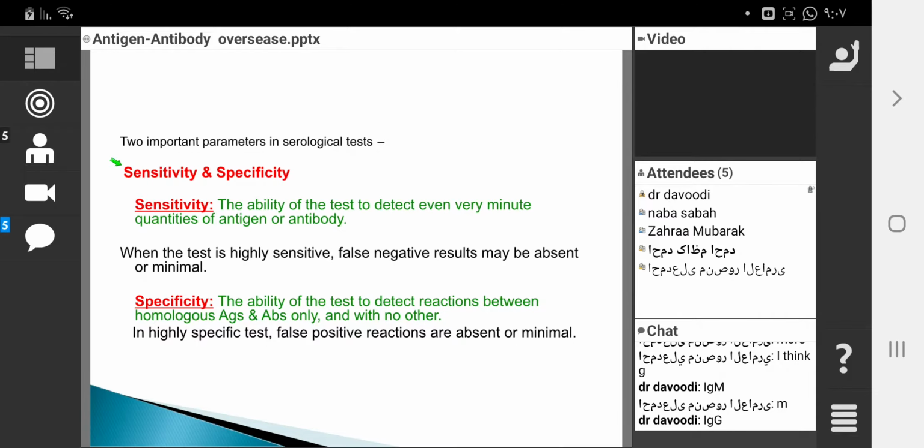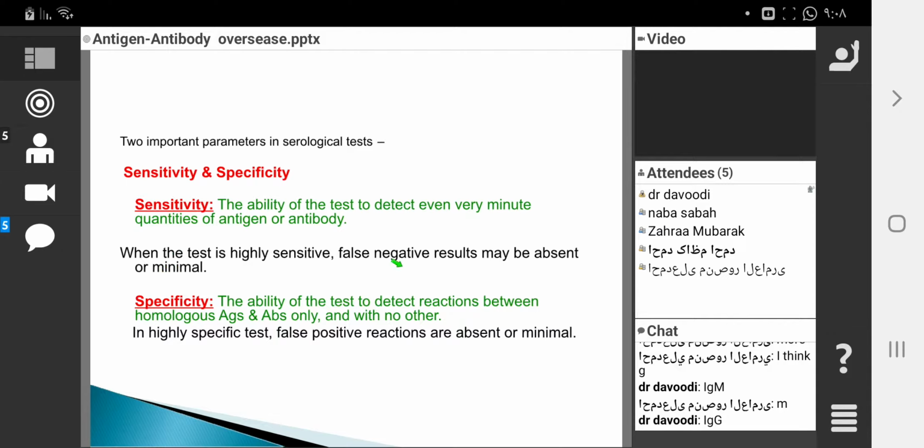What is sensitivity and specificity? Sensitivity is the ability of tests to detect even a very minute quantity of antigen or antibody, a very low amount. When the test has high sensitivity, it means that false negative results may be absent or minimal.